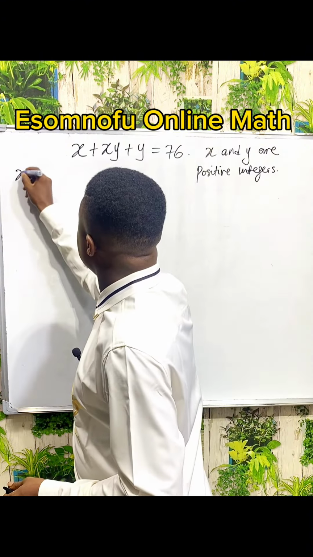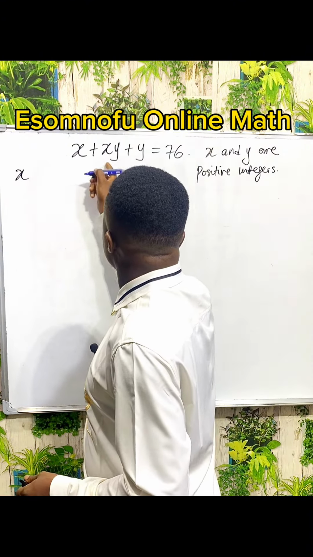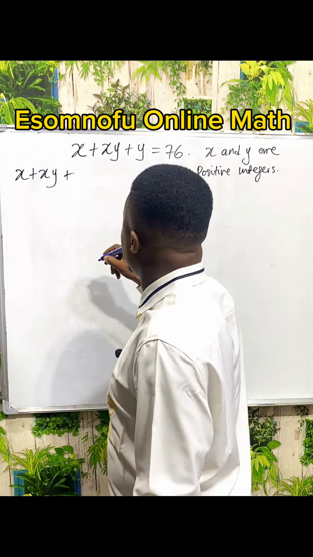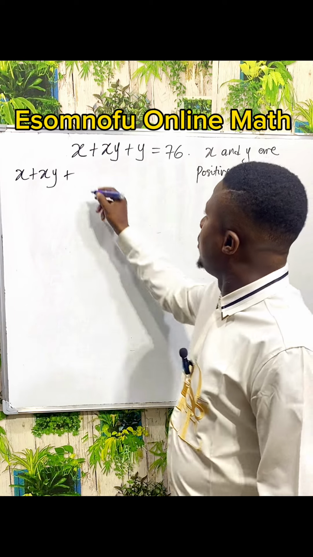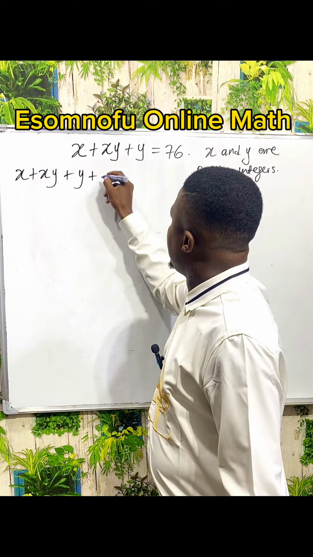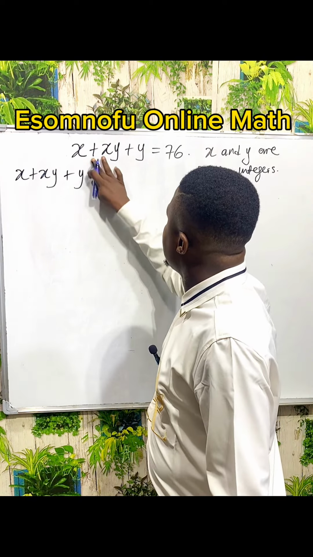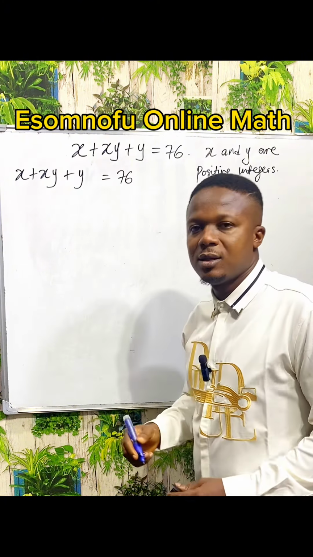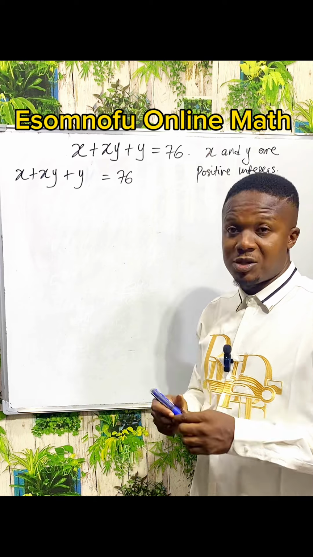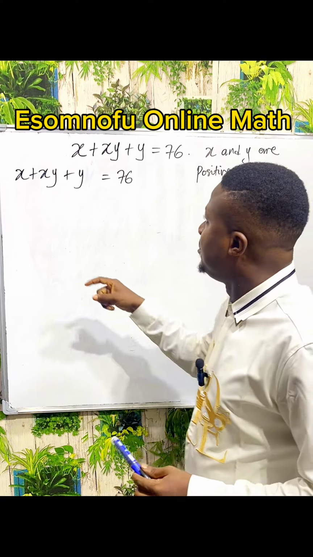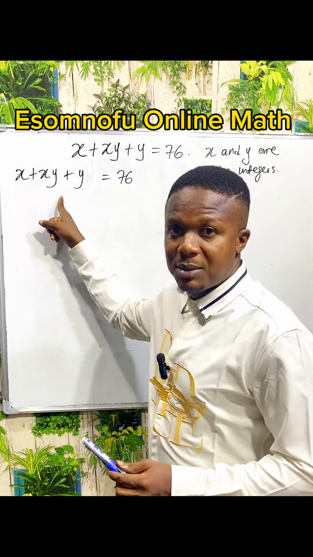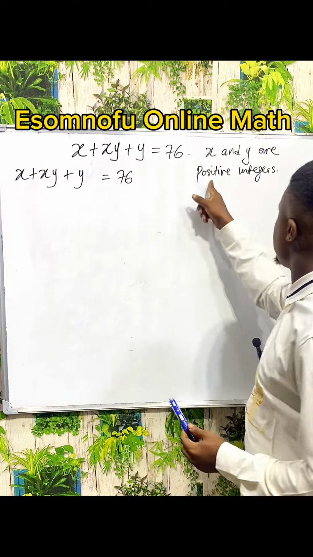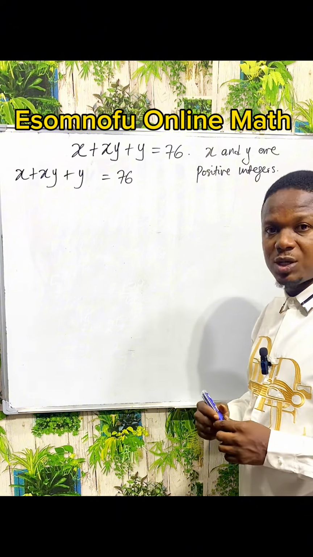We have that x plus xy plus y, everything is equal to 76. And it's always dangerous to look for two letters at the same time when you are having one equation. But this information here can help us to get something reasonable.